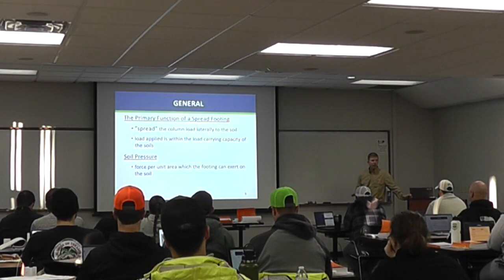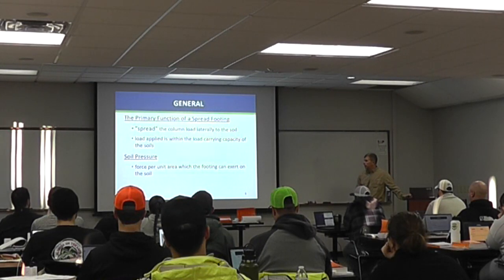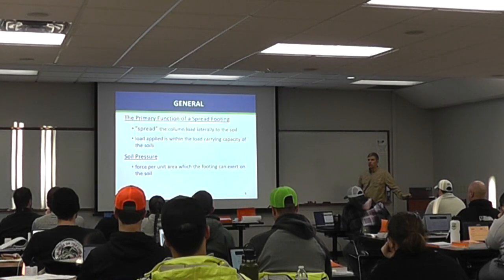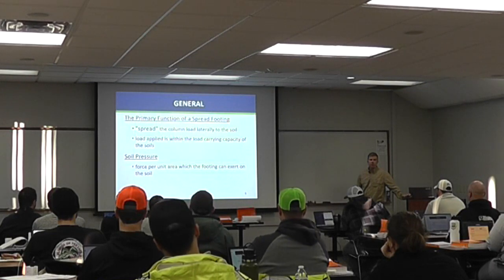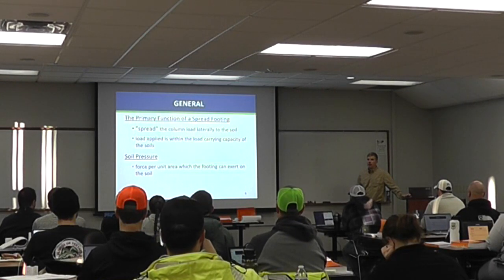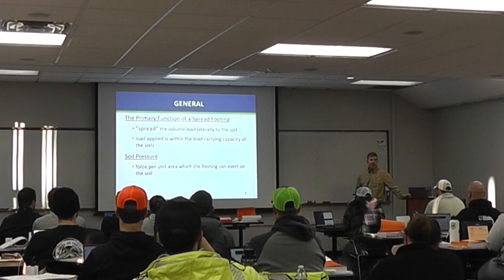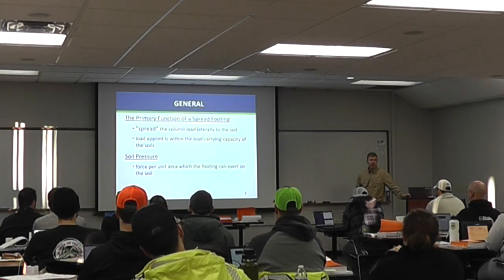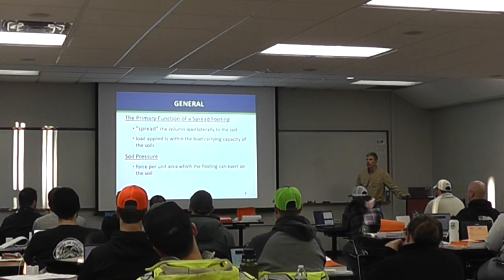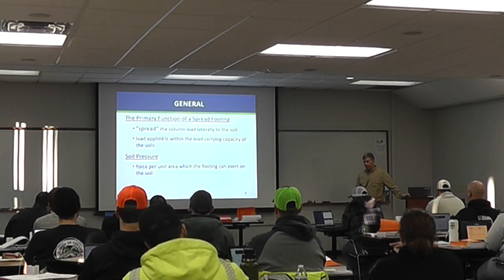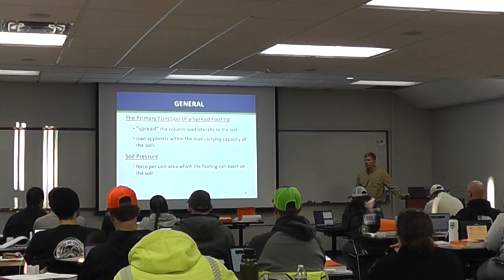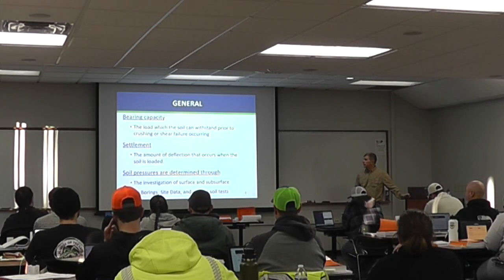Pressure is a force per unit area. You're well aware of that, either PSF or PSI or something. And so it's a force per unit area which the footing can exert on the soil. In bridge engineering, we often use the term KIP, which is 1,000 pounds. So if you ever see a KSF, it means 1,000 pounds per square foot. KSF, 1,000 pounds per square foot. That's something you tend to see instead of PSF in most cases.